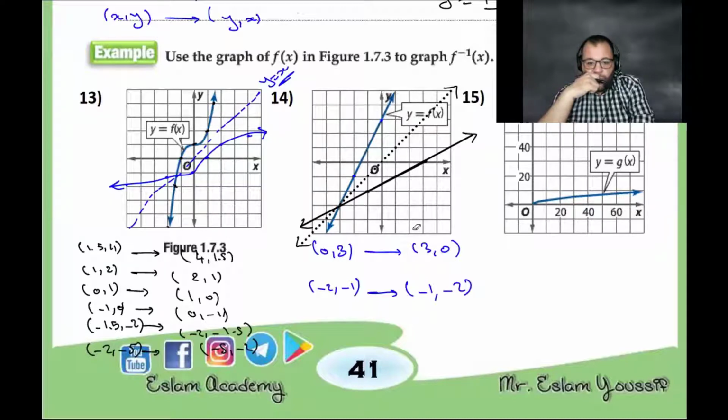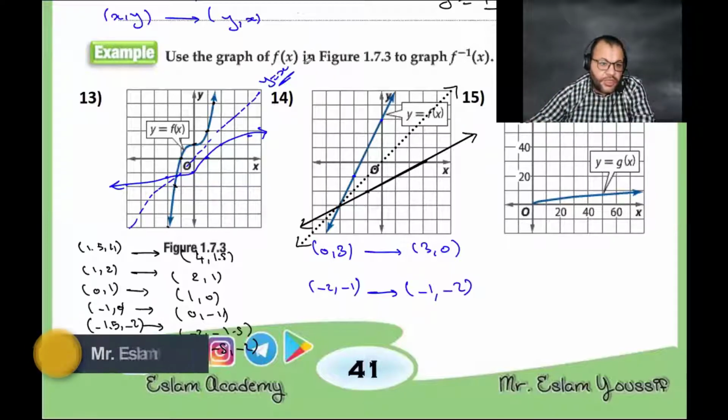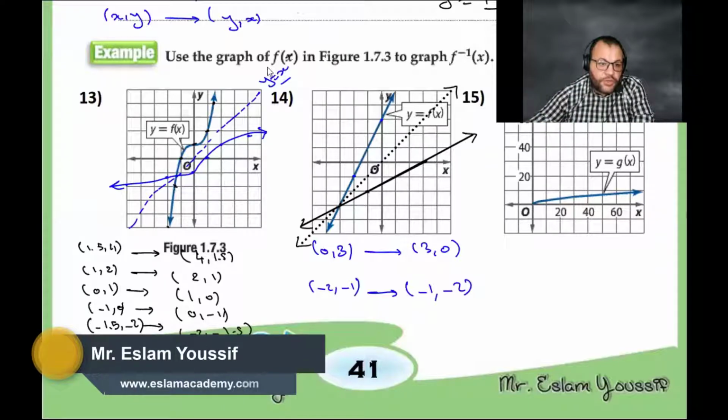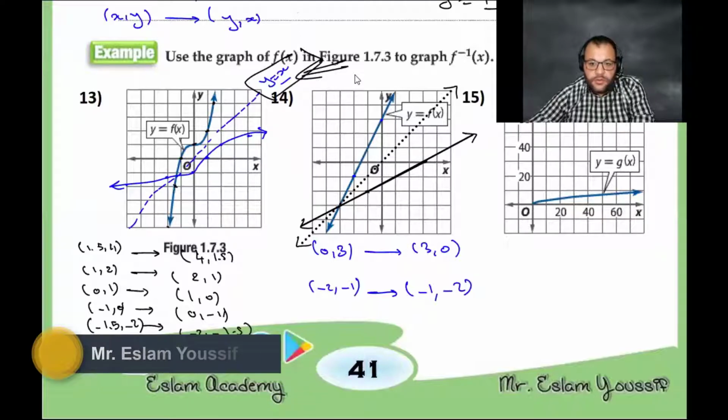So basically we just put y into x and x into y, and that's it. Yes, that is the inverse. That is the idea of the inverse: changing x instead of y and y instead of x. That is the reflection on the line. That is the meaning of reflection on the line y equals x.